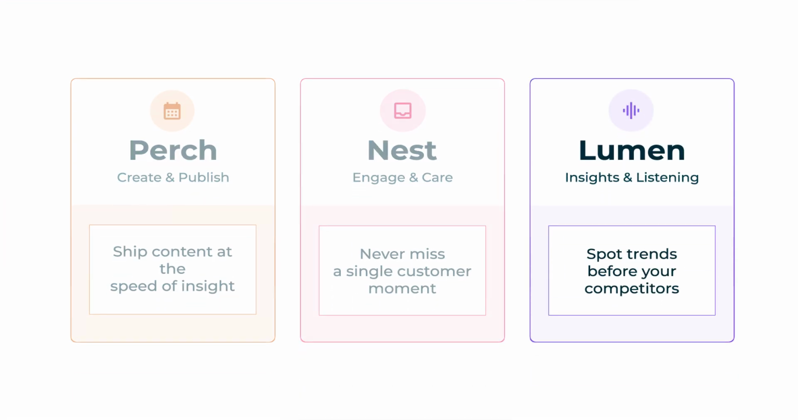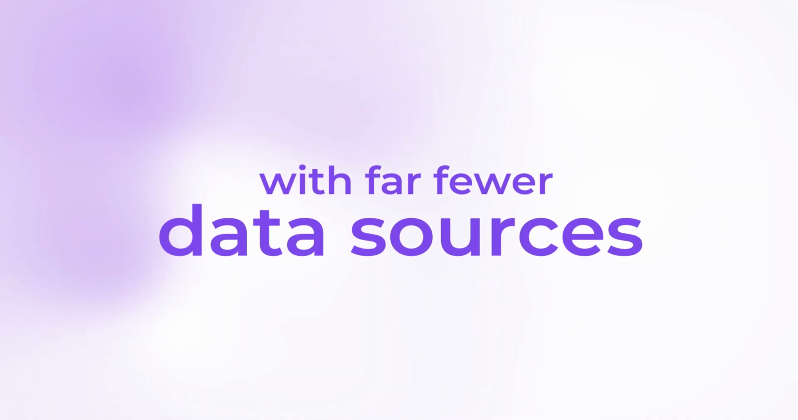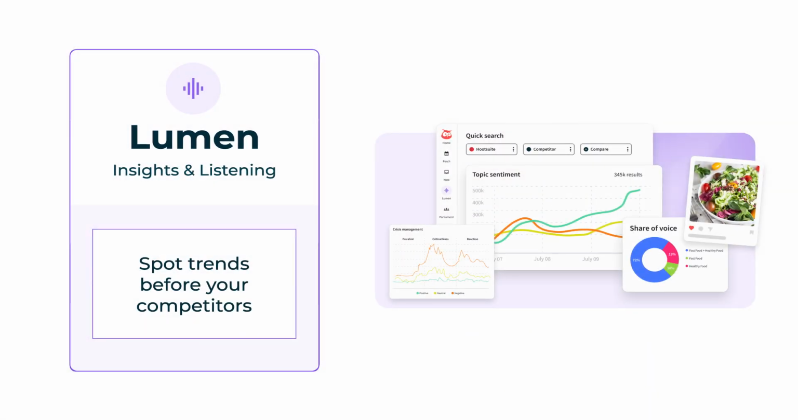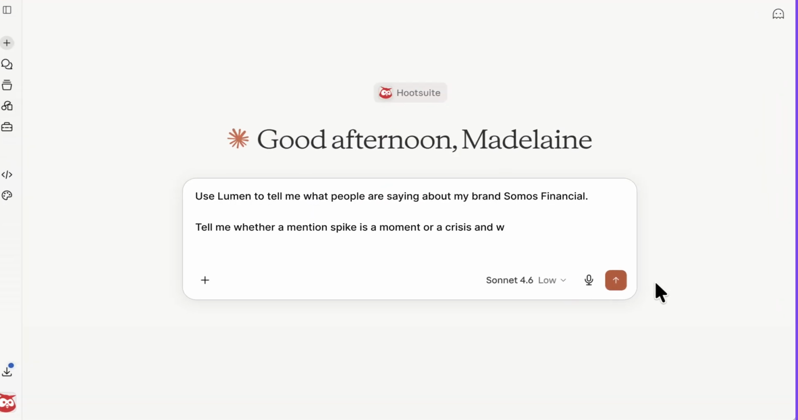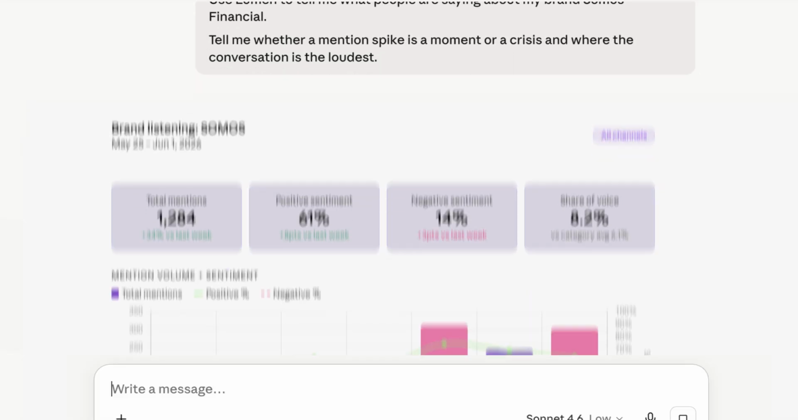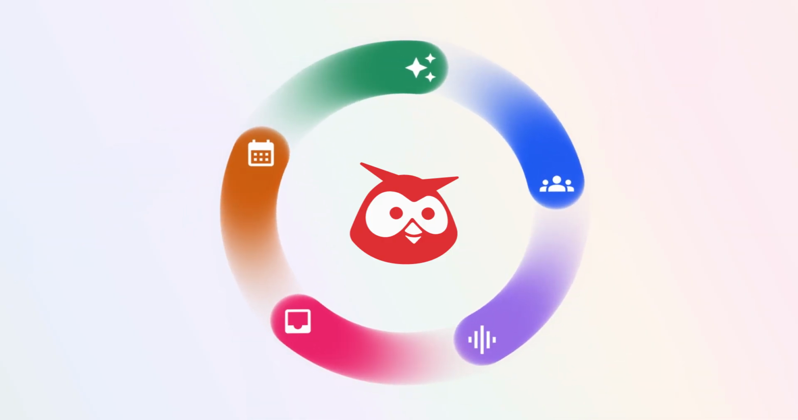Lastly, Lumen is your social listening connector. Generic AI tools guess at brand sentiment with far fewer data sources to back it up. Lumen connects workflows to Hootsuite's actual listening data, real conversations and real sentiment that's happening right now. Ask what people are saying about your brand, what's trending in your industry, or whether a mention spike is a moment or a crisis.